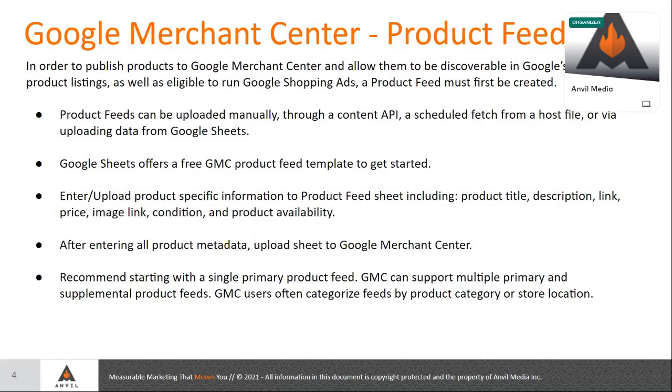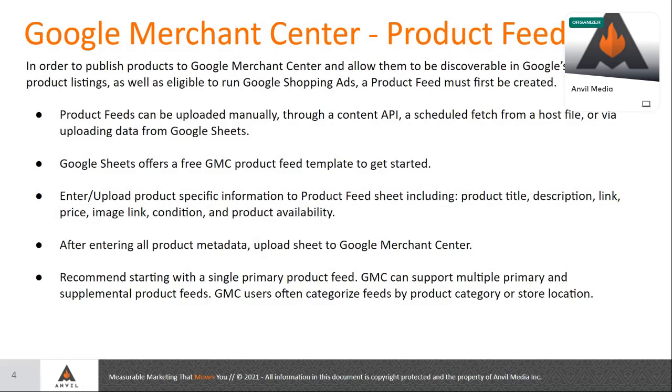You'll be entering and uploading specific product information, like I just reviewed already. So product titles, descriptions, links to the product on your website, and pricing information, obviously. Condition is another one, and product availability. You can also publish products that are currently out of stock or that will be in stock soon. It's not limited to only products that currently have inventory available.